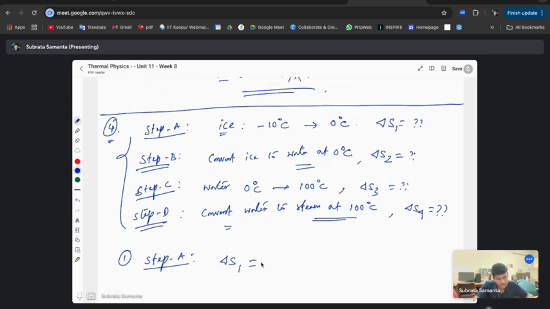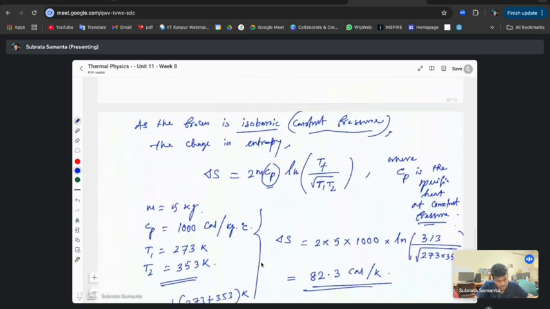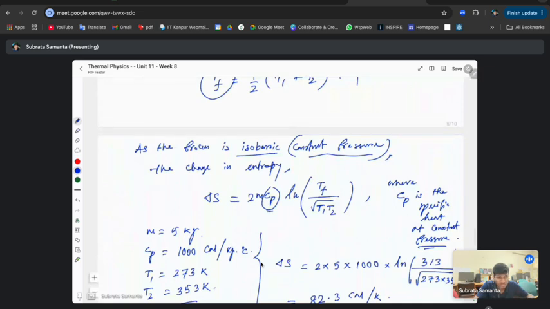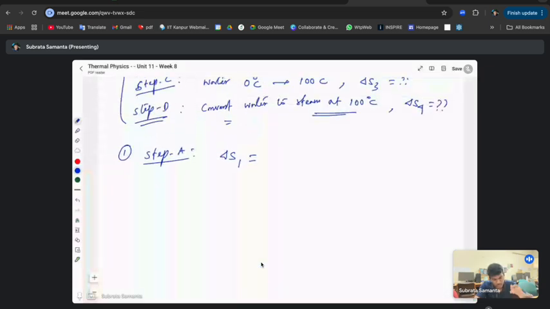So previously we used the formula: mass times the specific heat times the logarithm of the ratio of the temperatures. So delta S1 is mass times the specific heat of ice, because the ice is changing from minus 10 to 0, so we have to use C ice, times the logarithm of the ratio of the temperatures.